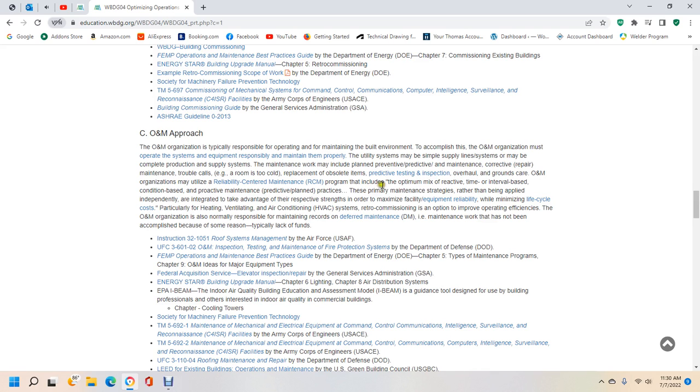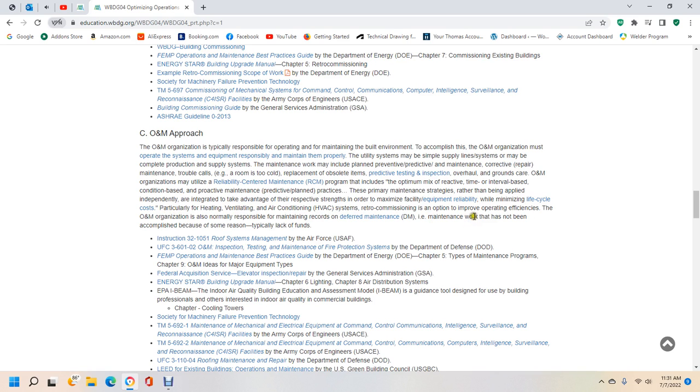Operation and maintenance may utilize reliability-centered maintenance, a program that includes an optimized mix of reactive, time-interval-based, condition-based, and predictive maintenance and planned practices. These primary maintenance strategies are integrated rather than applied independently, taking advantage of the predictive strengths in order to maximize facility equipment reliability while lowering life cycle cost, particularly for heating, ventilating, and air conditioning systems.